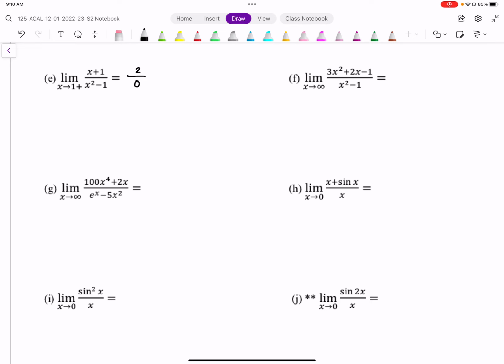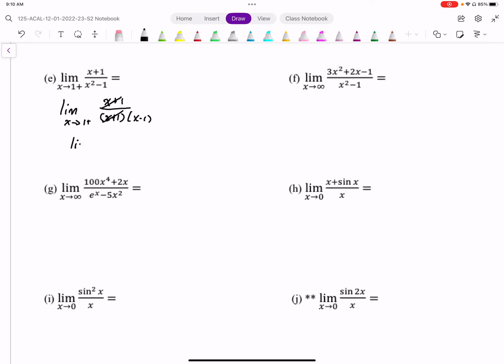Okay, so since it's from the positive side, I need to know which side it's coming from. It's going to go up to positive infinity or negative infinity. I need to simplify this out. So I'm going to take the limit as x approaches 1 from the positive side. I'm going to simplify this expression because it shares common factors. x plus 1, x minus 1. These are going to cancel out.